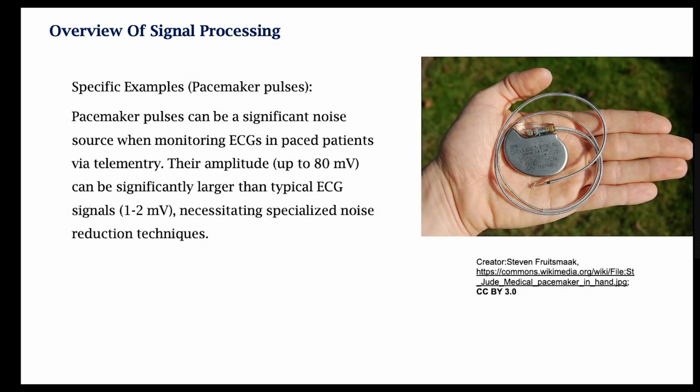Another specific example is the pacemaker pulses. If a person is having a pacemaker and you are measuring that person's ECG, then the pacemaker pulse is a significant source of noise when you are monitoring ECG in a patient who has an implanted pacemaker. Now, these values may be quite high when compared with typical ECG signals. ECG signal values are in the order of units of millivolts. Sometimes you will have pacemaker values that are as high as several tens of millivolts.